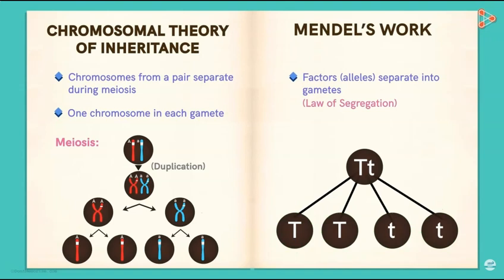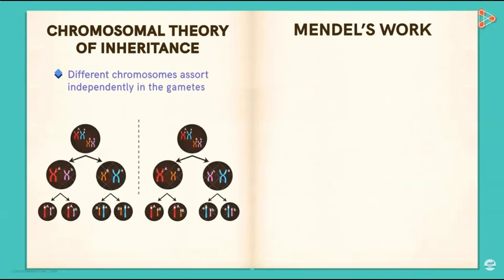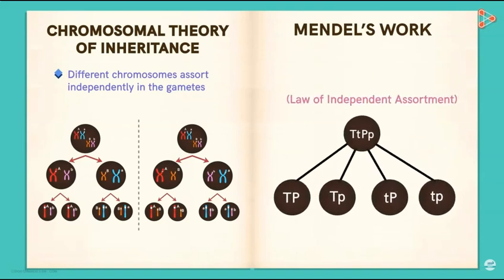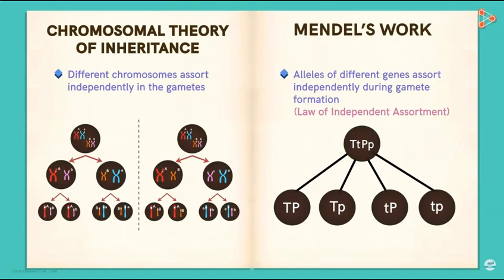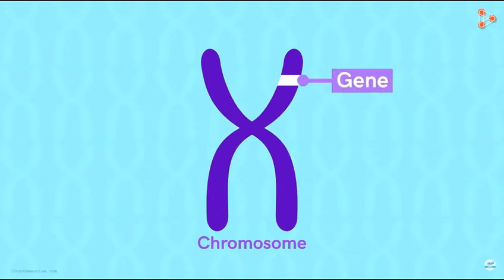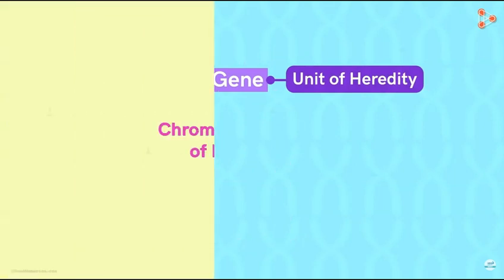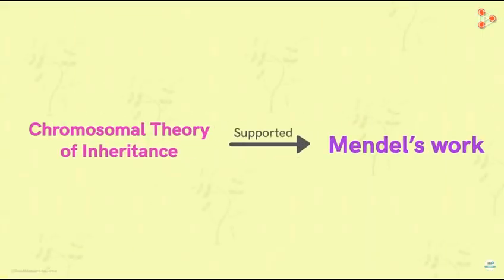The last observation of the theory states that different chromosomes assort into gametes independent of each other during meiosis. This is what even Mendel had said in his law of independent assortment. The alleles of the different genes assort independent of each other during gamete formation. This is how the chromosomal theory of inheritance helps us understand that the genes are present on chromosomes, and also that they are the units of heredity. This is how the theory supported Mendel's work and was useful in proving the laws of genetics put forth by Mendel.